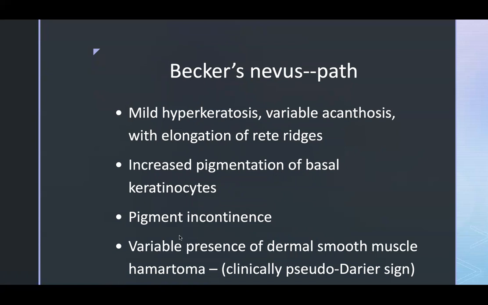So it's not a nevus in the traditional sense. It's really a hamartoma that has increased pigmentation of the basal layer. You do have pigment incontinence present and variable presence of dermal smooth muscle, which will allow for you to make the diagnosis. If you're given this hamartoma, you're going to really need to key in on the presence of smooth muscle. Now, it can have clinically something called a pseudo-Darier sign. If you stroke the lesion, it will stimulate the hamartomatous smooth muscle to cause a retraction in the lesion.